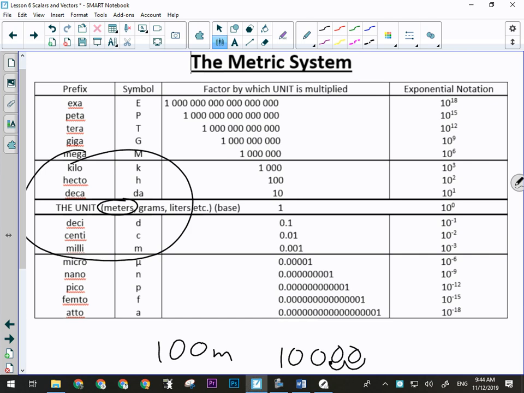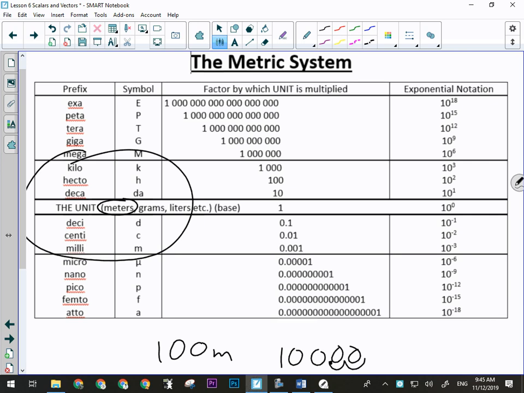Beyond that, I don't expect you to memorize it, but I expect that you understand that each one of these shifts is a factor of 1,000. So you can see here, if I have 1 meter, moving up, a decameter is 10 meters. A hectometer is 100 meters. A kilometer is 1,000 meters. A megameter is 1,000,000 meters. A gigameter is 1 billion. Everybody with me there?